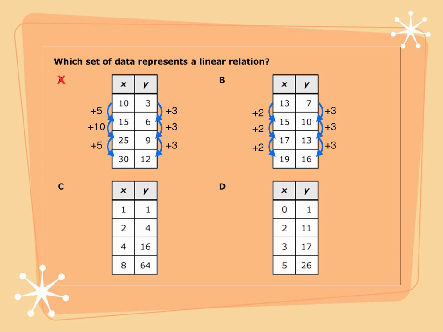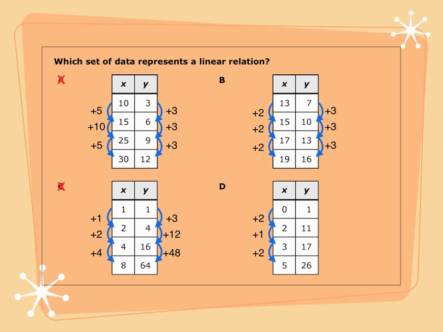For C, the x values increase by 1, and then by 2, and then by 4. And then my y values increase by 3, and then 12, and then 48. Now, if I went ahead and tried to put change in y over change in x there, just to make sure it can't be simplified to be the same, first I would put 3 over 1, so the slope would be 3. Then I would put 12 over 2. Well, 12 divided by 2 is 6. A slope of 3 and a slope of 6 are not the same, so C is not going to be a linear relation. And then I'm going to go ahead and double check D.